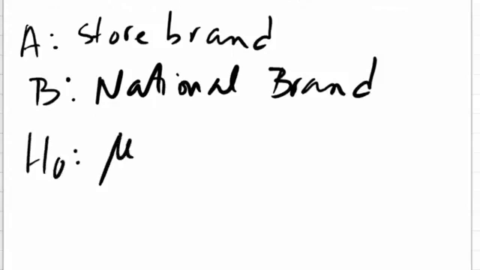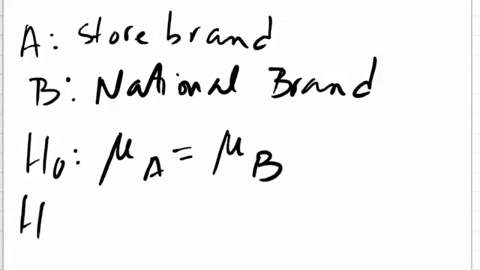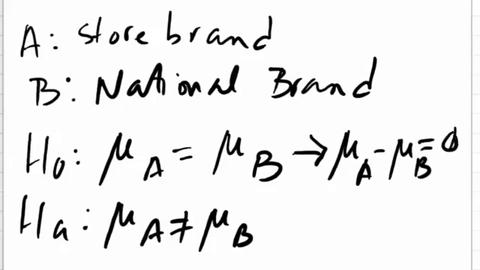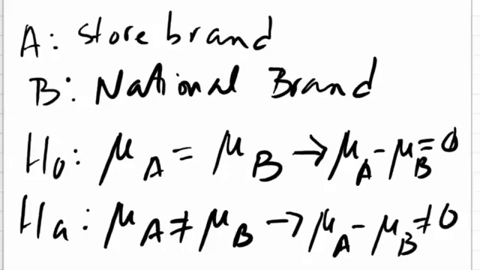The claim is that the lifetime of the store brand and the national brand are the same. And therefore, the alternate would be that it is different. Once you write it this way, it's easier to now write it in a way that the software can handle. The software is looking for what you think is the difference between the two. So now you can rewrite these as the difference between the two batteries' lifetime being equal to 0. And obviously the other choice is that they're different, so they would have something other than 0 as their difference.